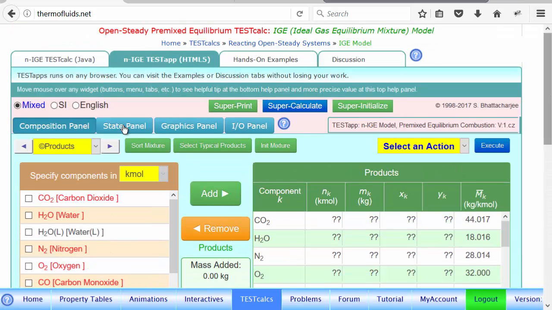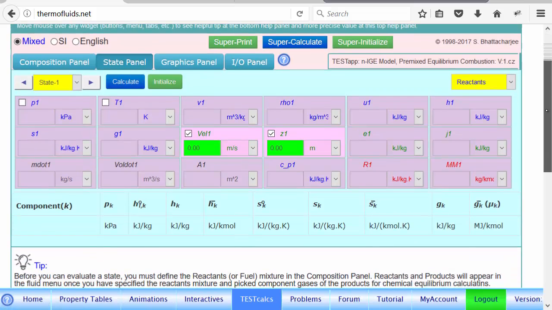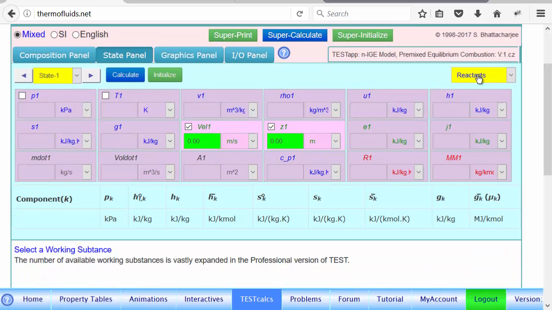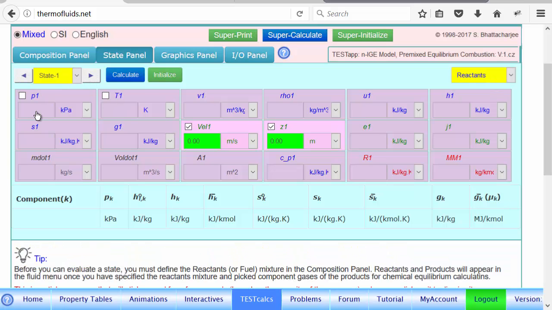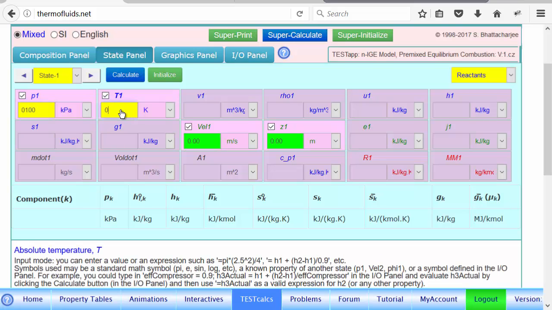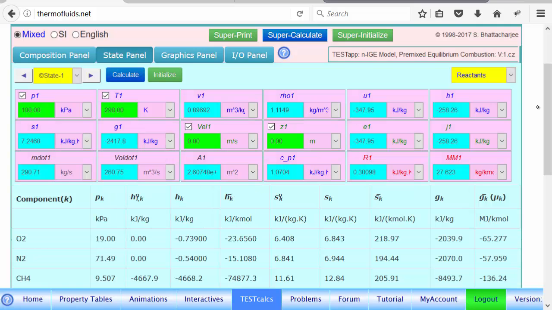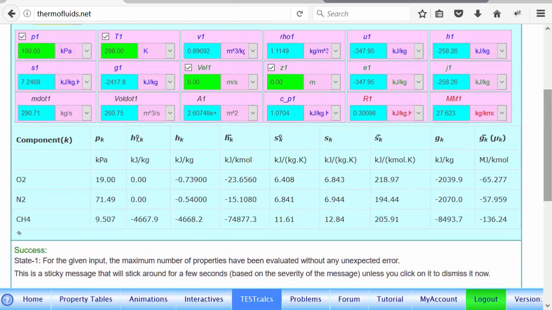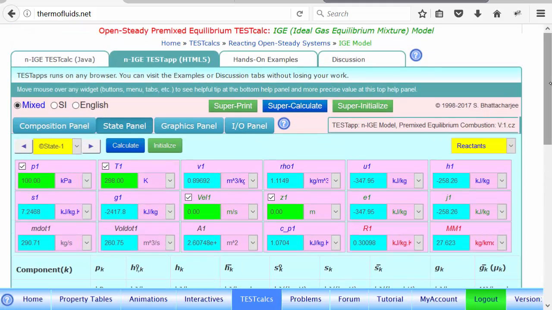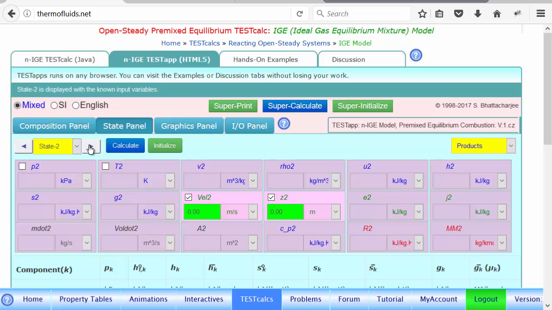So the next step is to go to the state panel and set it up. The reactants are state 1, and state 2 will be the products. So we go to state 1. Let's assume that pressure and temperature are atmospheric, 298 Kelvin and 100 kPa. That calculates the reactants, in this case methane, oxygen and nitrogen, in the proportion as they appear in air. These are the reactants. The state is known. Now we'll go to the products.